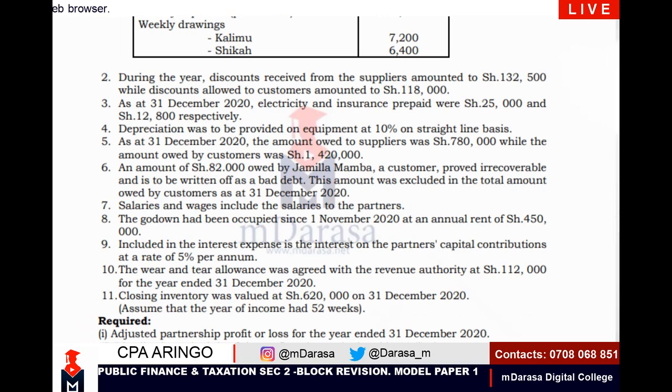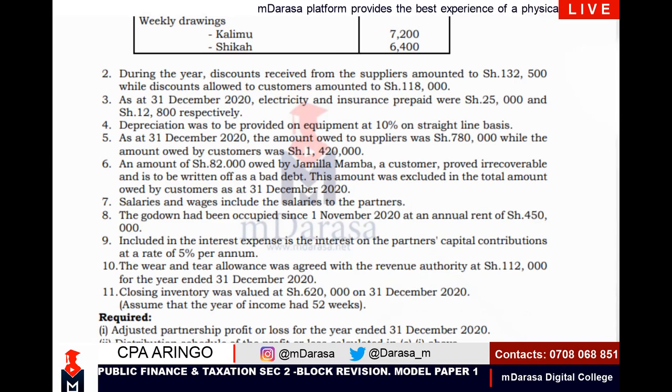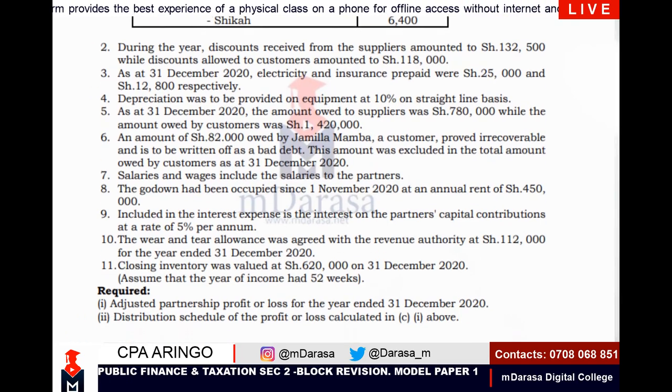Note 10, the wear and tear allowance was agreed with the revenue authority at 112,000 for the year ended 31st December 2020. Recall, we mentioned that anytime we are dealing with capital allowance, and I'm given it directly, the examiner has eased our work. So we'll just be taking the figure that we are given there. Note 11, closing inventory was valued at 620,000 on 31st December 2020. I'm given the component for closing inventory. Assume that the year of income had 52 weeks.